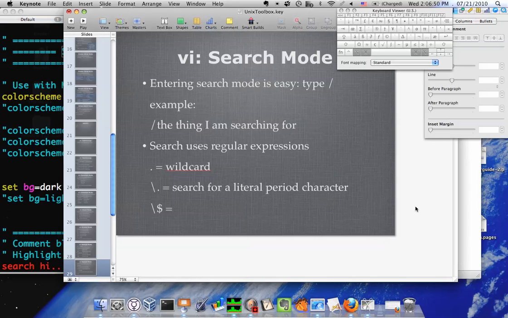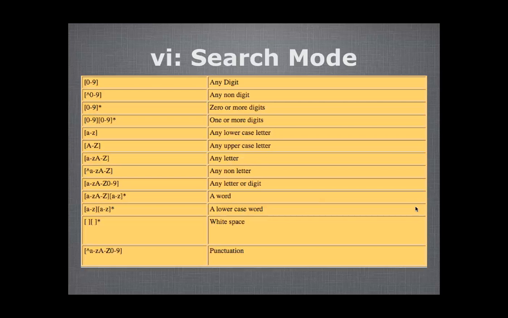Okay. And so you can search for Vim wildcards or Vim search characters. There's all kinds of different things you can do. You can put a placeholder for any digit, or any lowercase character, or any uppercase character, any word, any punctuation, all these different kinds of things.